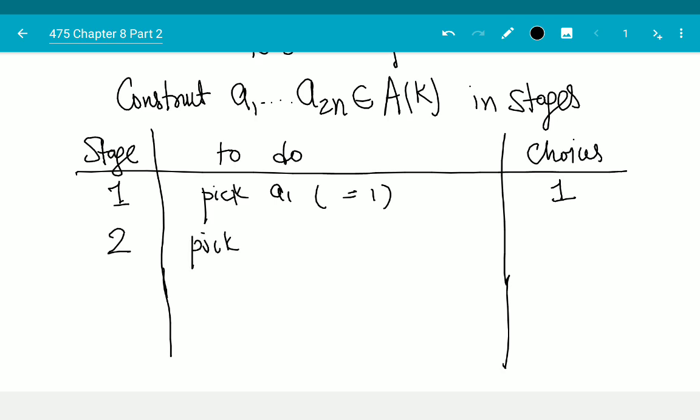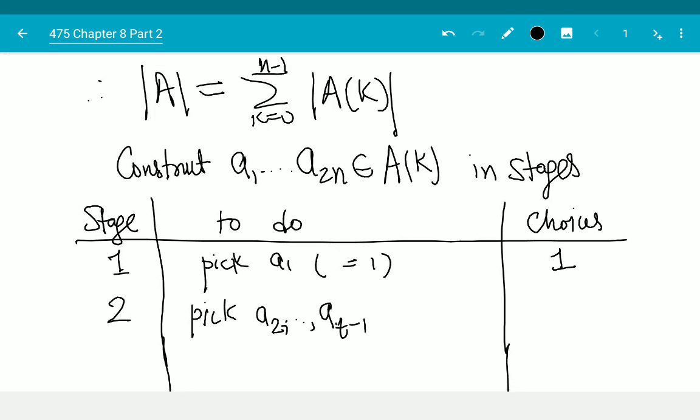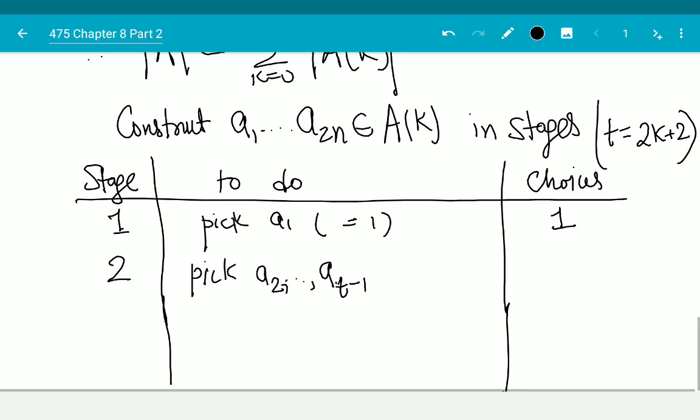Stage 2: pick the sequence A2 to A(t minus 1). Note, we will write t is equal to 2k plus 2. If t is equal to 2k plus 2, this has length t minus 1 minus 1, t minus 2, which is exactly 2k.